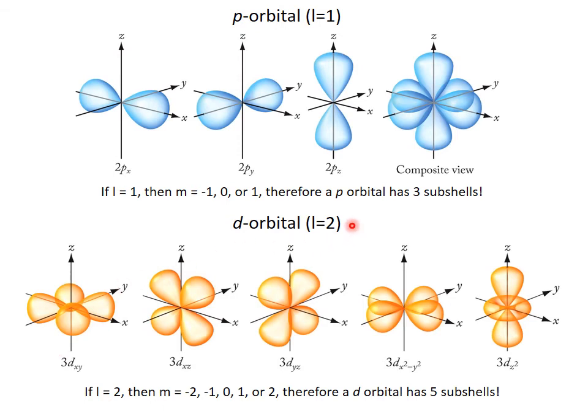If L equals 2, that's a d orbital, and m can be -2 to +2. Therefore, a d orbital has 5 subshells, 1, 2, 3, 4, 5. And these, just like the p orbitals and the s orbitals, can have nodes within them if you're at a high n value. And these types of orbitals show up at n equals 3 or greater.